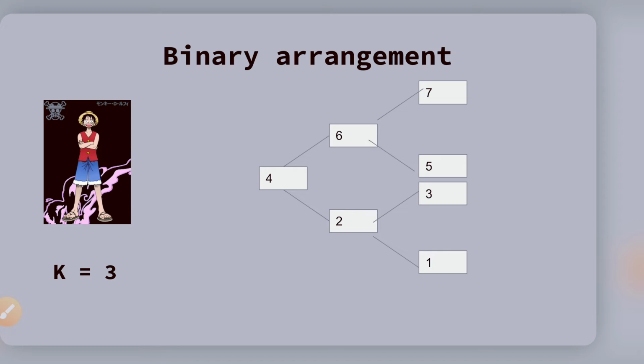So he will go from 4 to 2 since it is the left side. Then he will again compare 3 with 2. Is 3 lesser than or greater than 2? Since 3 is greater than 2, he will go for the right side. And here he will find his brick.